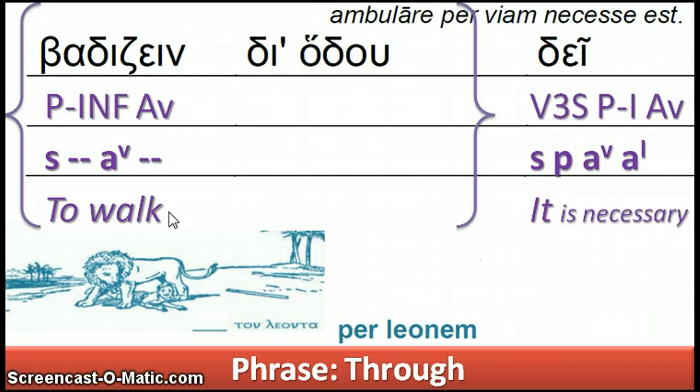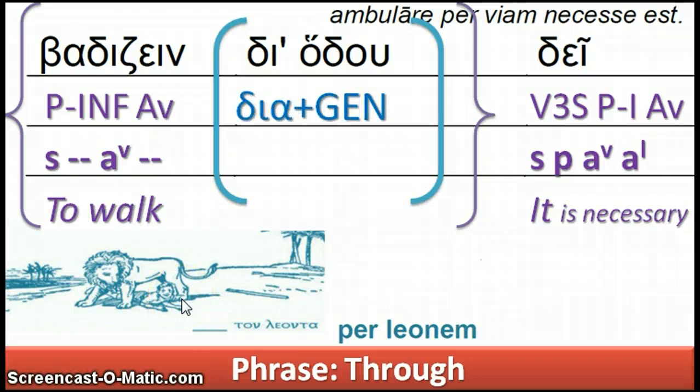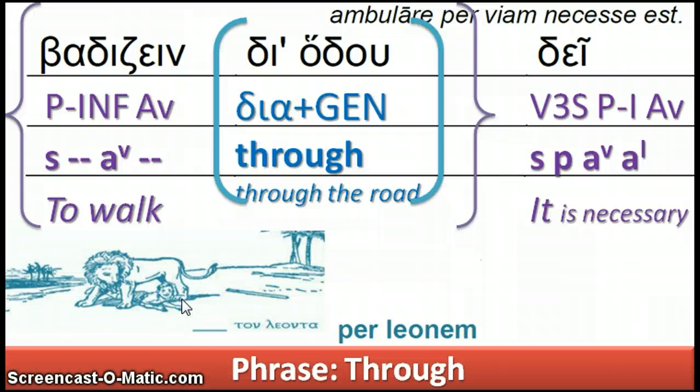Now we have a new phrase. Per plus the accusative in Latin equals, see what he's doing? It's a through phrase. Dia plus the genitive in Greek. Through the road. So that's kind of a tougher one. We would like to have accusative. We think of direction, but that's not the case in Greek. So it's dia plus the genitive.